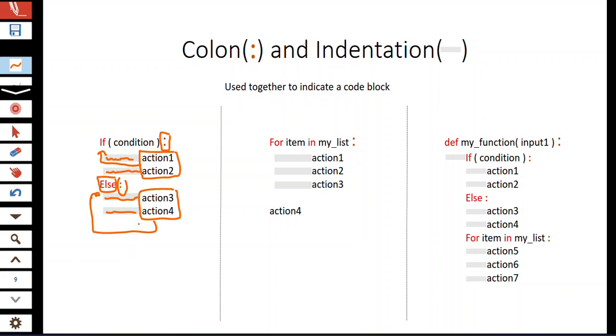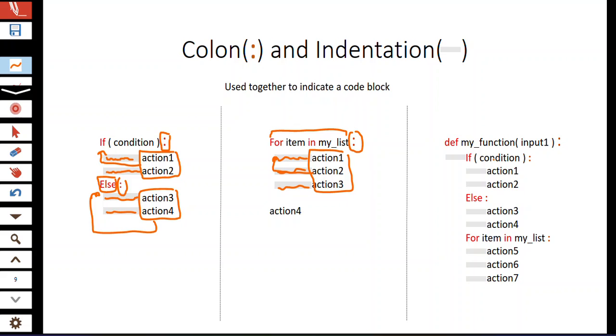Another type of statement that utilizes this combination, the colon and the indentation, is the for loop. So after writing the header of the loop, for item in my list, for example, we write down the colon symbol, we go down, we leave some white space here and here and here to indicate that these three actions or statements belong to this for loop, and therefore they will be part of the loop and will be executed as many times as required by the loop. All right.